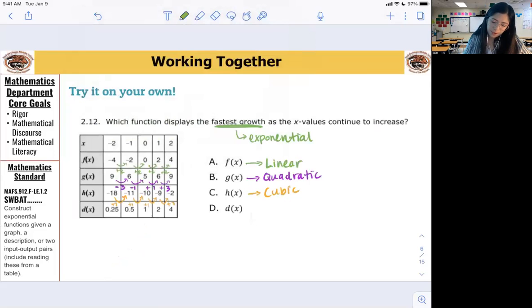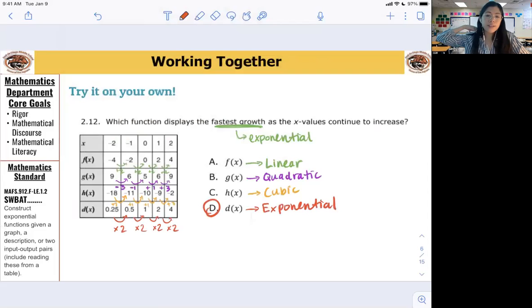Okay. So finally, we come to the last one. Looks like this is going to be our answer, and it is, but what's the pattern? Multiply by 2. Times 2, times 2, times 2, times 2. And remember what we've been saying from the beginning, exponential functions grow by multiplication. So this is exponential. So you always want to find the one that is multiplying.